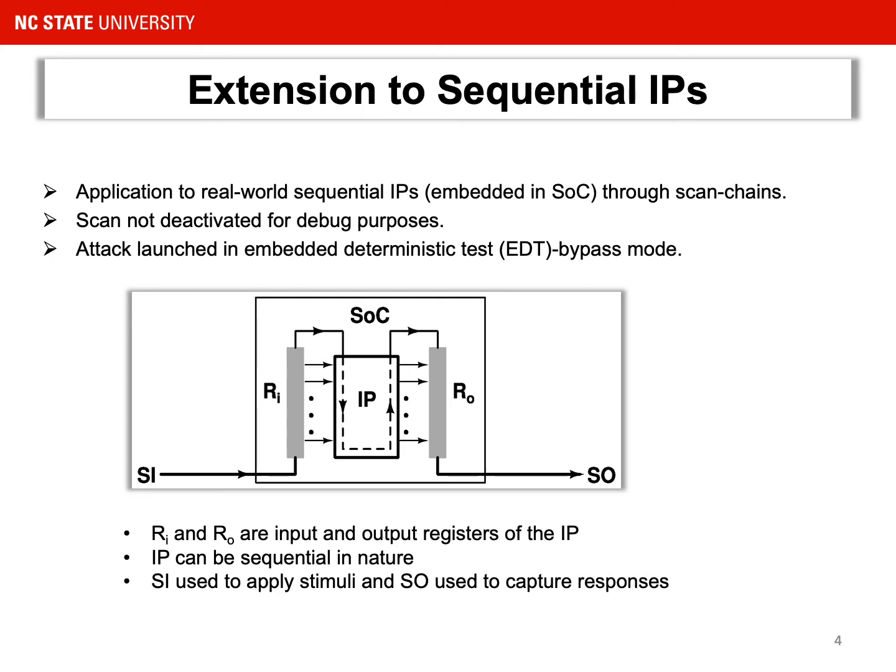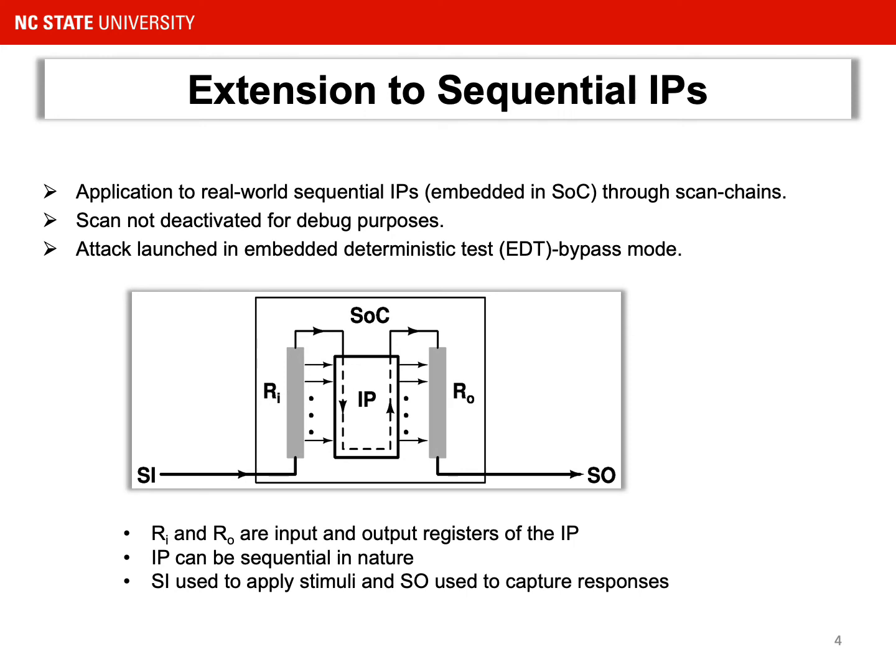For an IP deeply embedded within an SoC, primary inputs and primary outputs are not accessible outside the SoC and are only available through scan chains. In such cases, both stimuli application and response recording are carried out entirely through scan chains. The figure shows such an IP deeply embedded in an SoC. All of its inputs are controlled by the register Ri and outputs observed through the register Ro. The IP itself can be sequential in nature.